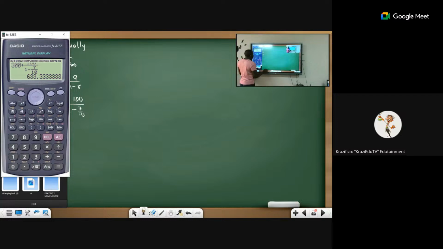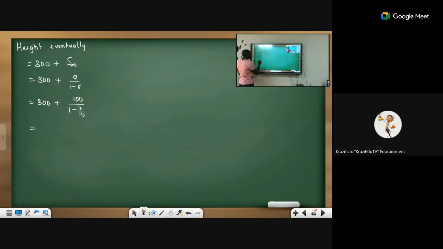(633,33). It will not grow beyond that. Millimeters. Let me know if that makes sense and we're good.